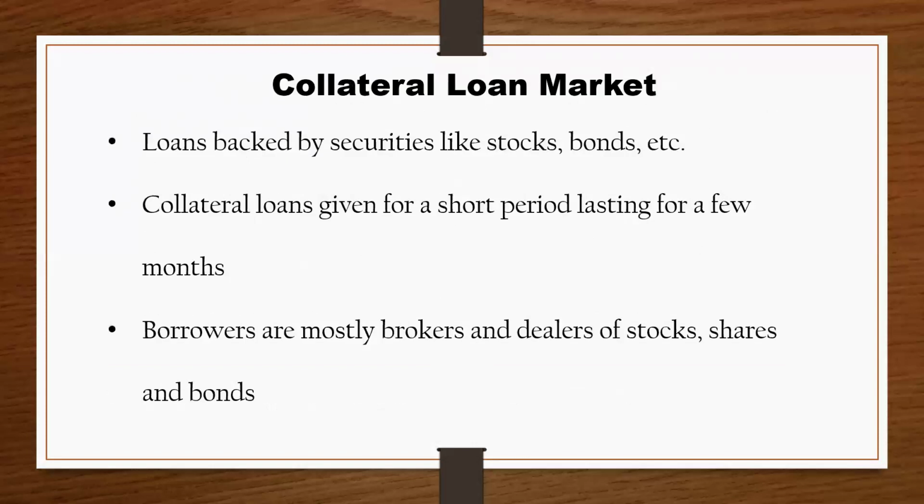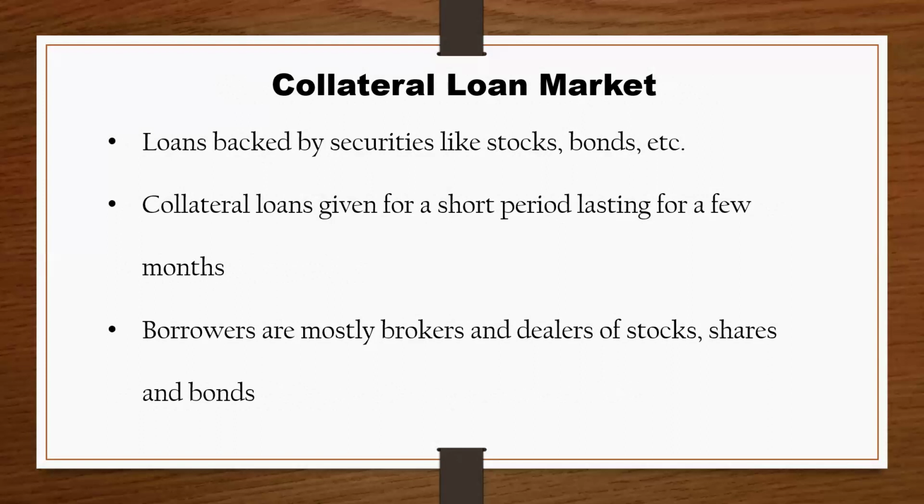Next, we can see the collateral loan market. It is another specialized subsector of the money market where it deals with collateral loans. That is, loans are backed by securities like stocks, bonds, etc. These collateral loans are given only for a shorter period. Usually it will last for a few months. The borrowers in this market are mostly brokers and dealers in stocks, shares, and bonds. In some cases, even very small commercial banks may obtain collateral loans from bigger banks in emergencies.